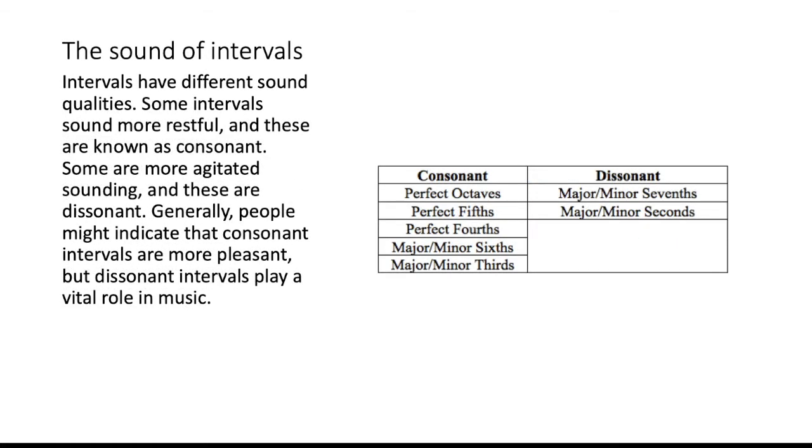The sound of intervals. Intervals have different sound qualities. Some intervals sound more restful, and these are known as consonant intervals. Some are more agitated sounding, and these are known as dissonant intervals. Generally, people might indicate when listening to the intervals that consonant intervals are more pleasant. But dissonant intervals play a vital role in music.